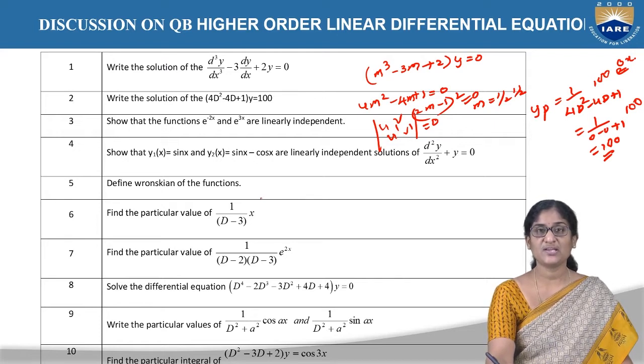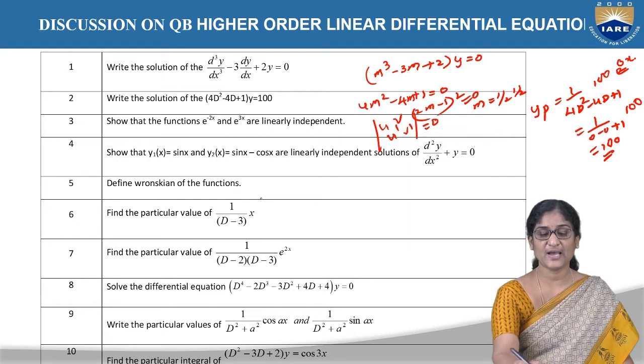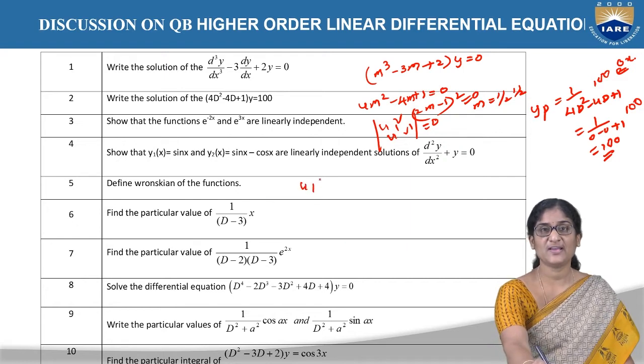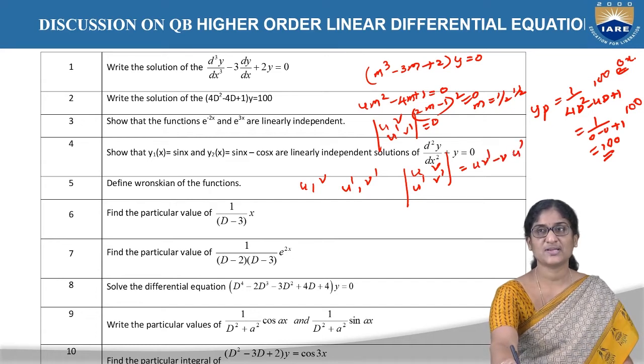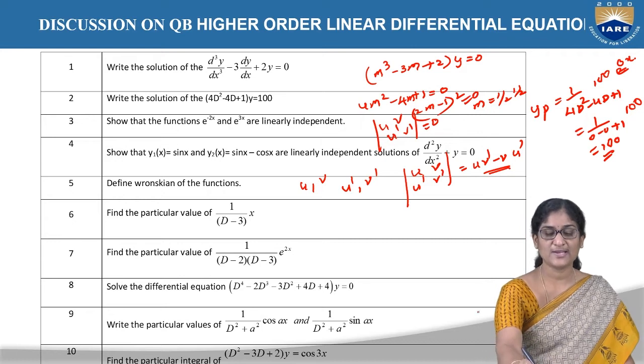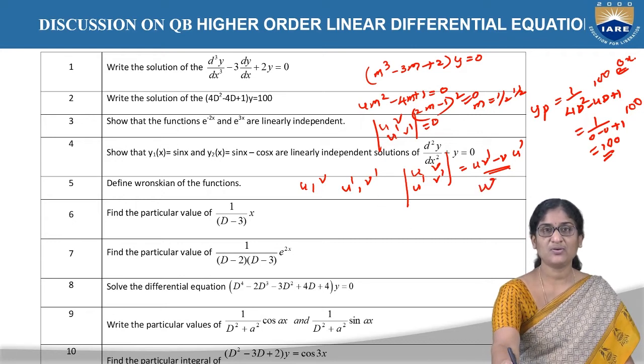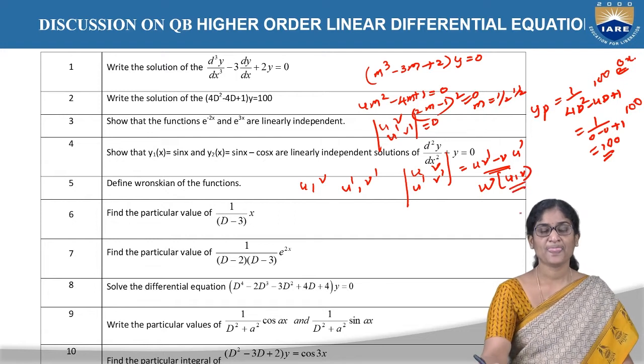Next, define the Wronskian of the functions. Suppose u and v are the functions, and u dash and v dash are the respective derivatives, then the determinant of u, v, u dash, v dash is called the Wronskian function, and it is given by u v dash minus v u dash. This is the Wronskian value, and it is represented by W of u comma v.